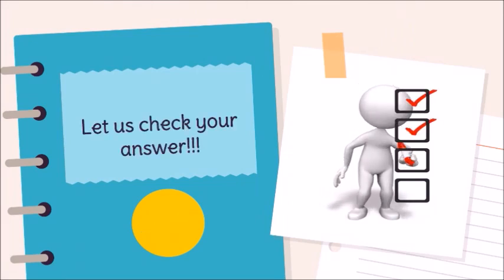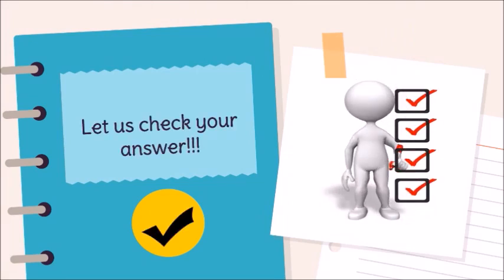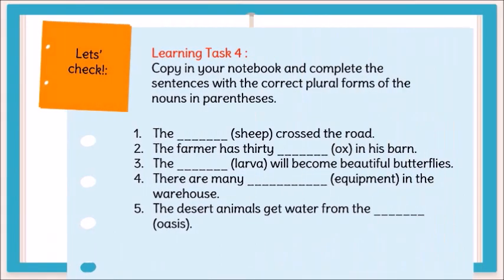Let us check your answer. Now, let's check your answer. Number 1. Sheep. Number 2. Oxen. Number 3. Larvae. Number 4. Equipment. Number 5. Oases.